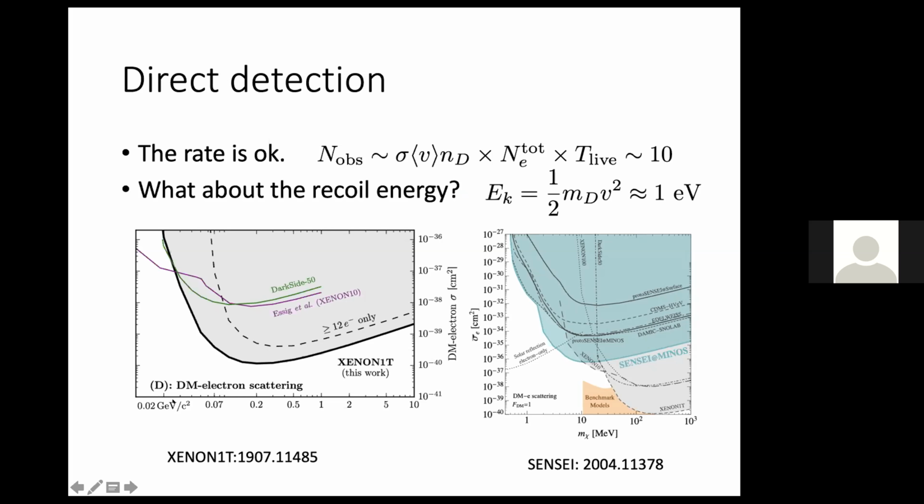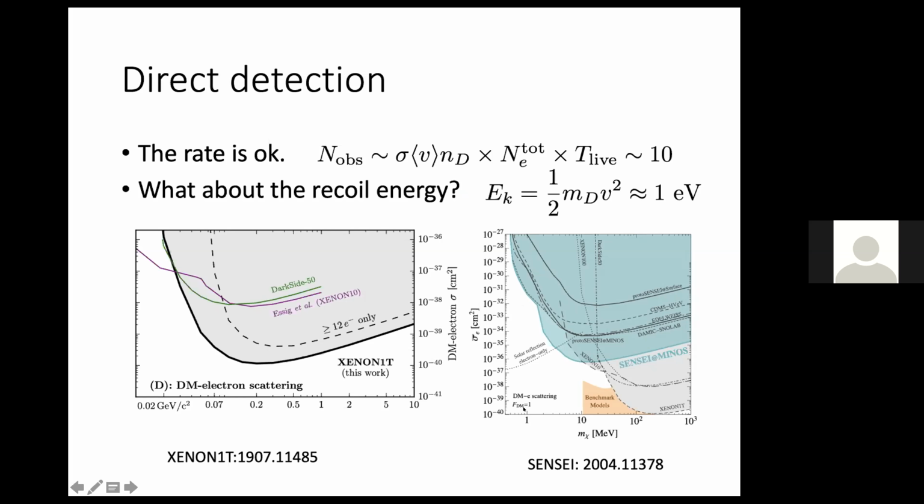So basically, for a dark matter mass smaller than 20 MeV, for elastic scattering, they cannot observe anything. Now there's another experiment designed for this kind of low mass dark matter, called the SENSEI experiment. They use something called skipper CCD technology, which can lower the threshold for the recoil energy.